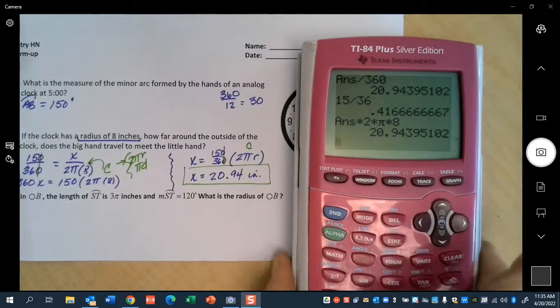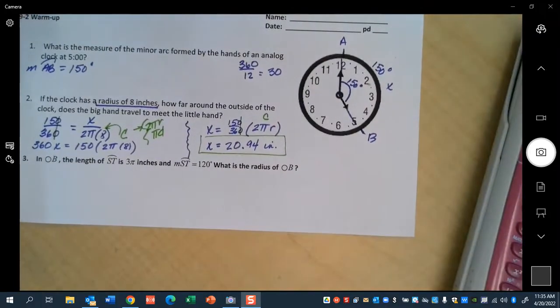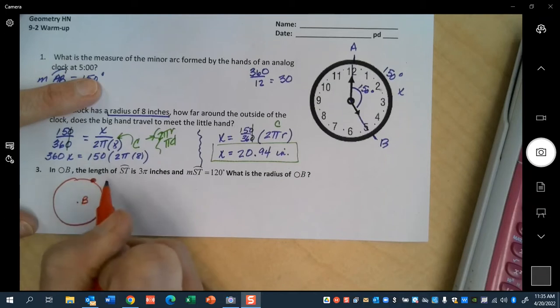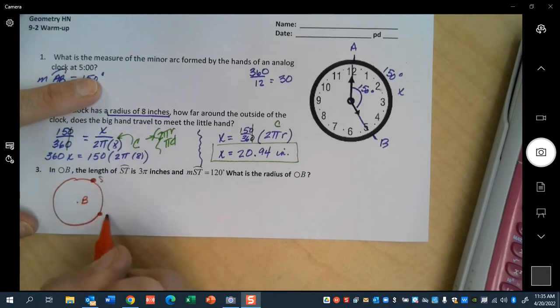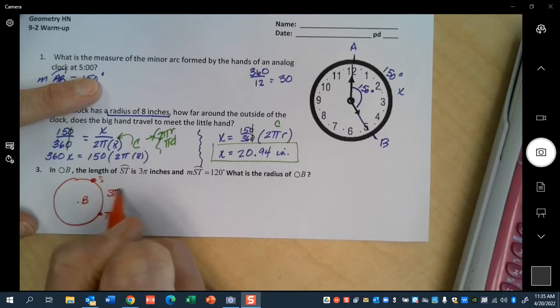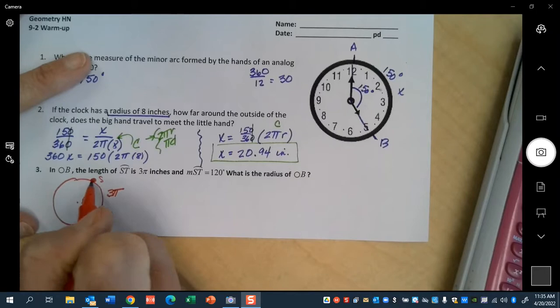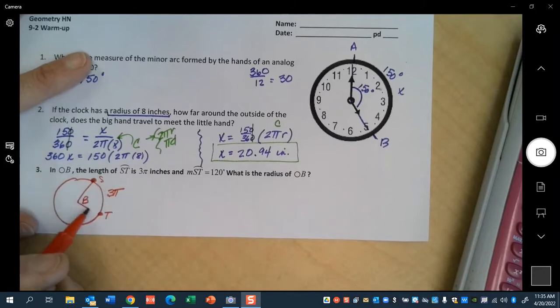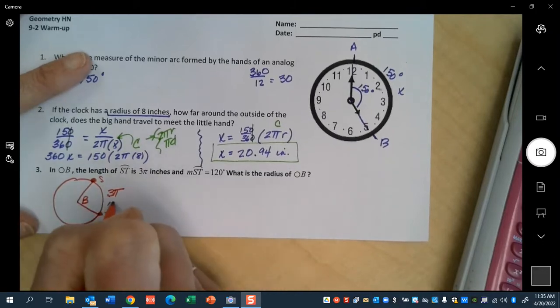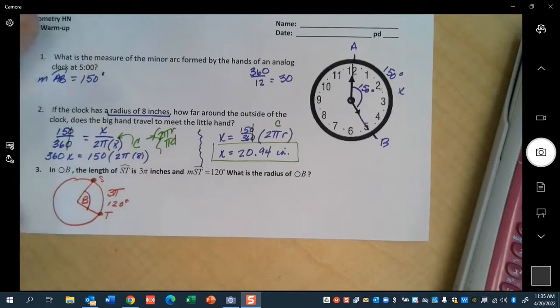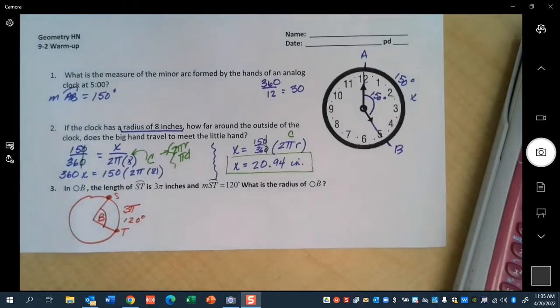All right, number 3 is a completely unrelated problem in circle B. So go ahead and draw a sketch of circle B. In circle B, the length of arc ST from S to T is 3 pi. And the measure of arc ST is going to be 120 degrees. What is the radius? On your mark, get set, think, go, talk.